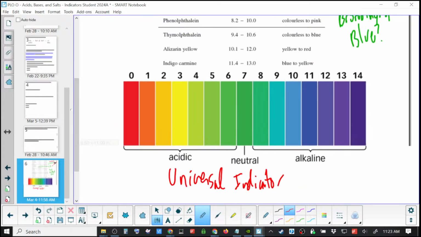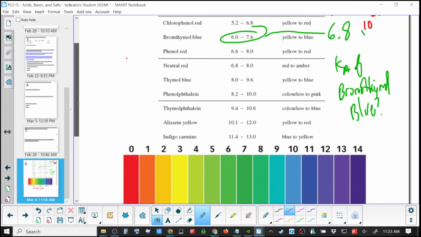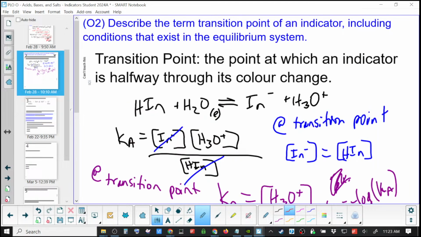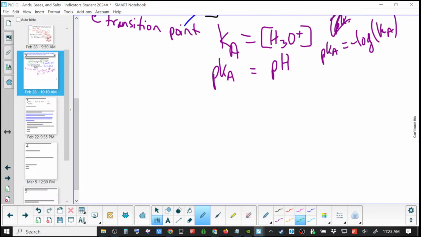Is there one indicator you can use to get any pH? Or do you always have to use multiple? You always have to use multiple because, and I'll go back to the notes, if you have an indicator, this will have a color and that will have a color. So you only can have two colors and the mixture of it, right? However, when you said that, I realized there are some that do the equivalent of this.